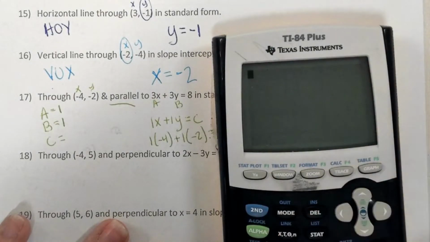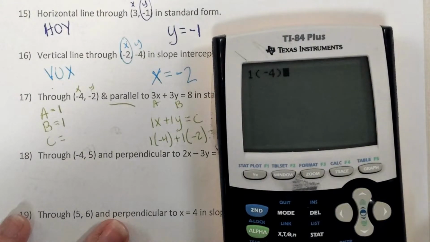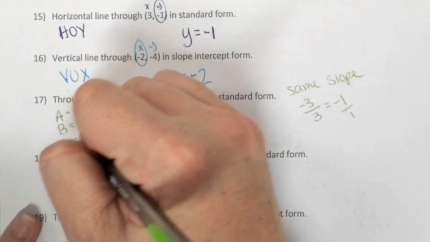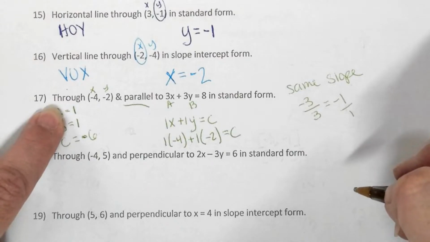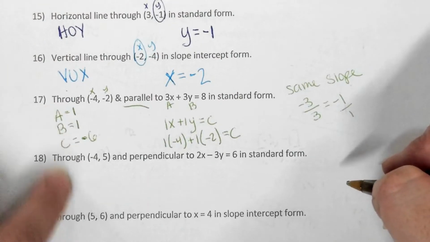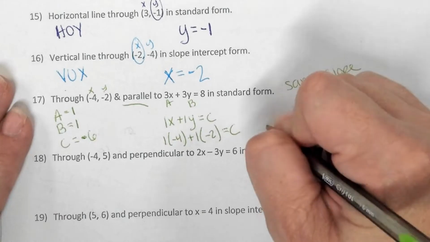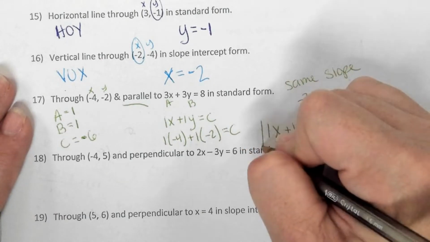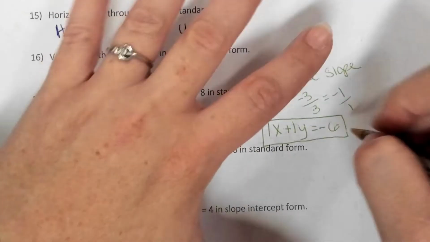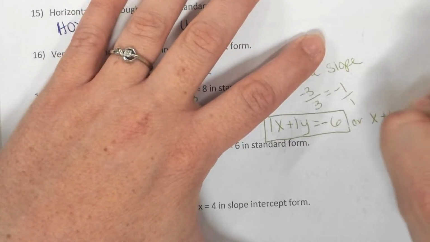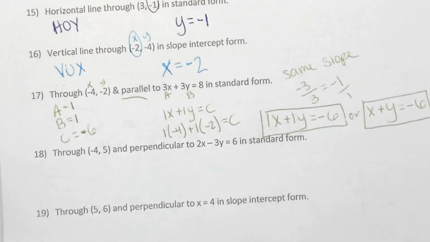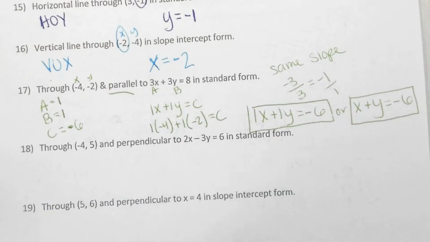So we have 1 times -4 plus 1 times -2, and I get -6. So C is negative 6. Is A positive? Yes. So do I need to change anything? No. So my answer is 1x plus 1y equals negative 6. Now, would it be okay if you just wrote x plus y equals negative 6? Yes. You do not have to write the 1 in front of your x and y. So both of those would be accepted.